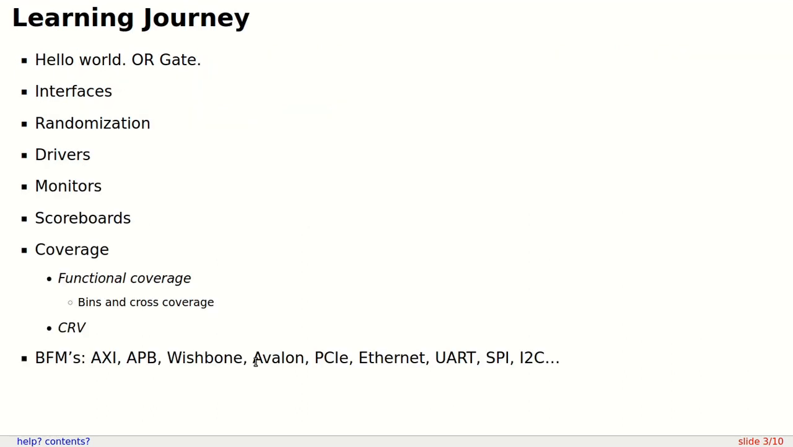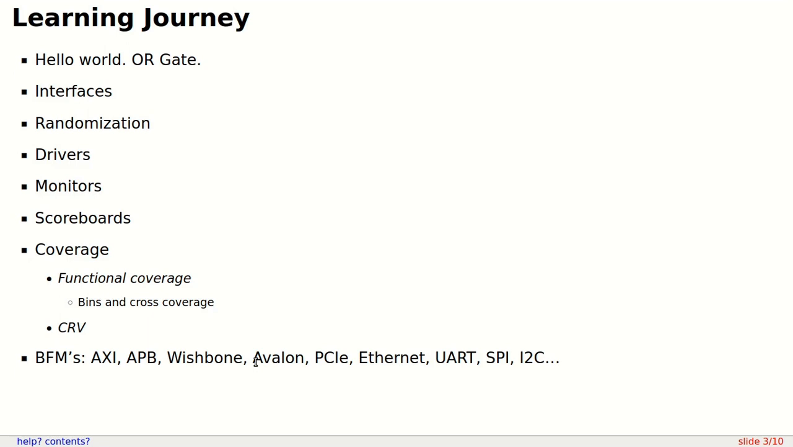In this learning journey, we are going to start with a very simple example of an OR gate. And then we are going to build on top of that example until we learn concepts like drivers, monitors, scoreboards, coverage, CRVs. And at the end of this, we are going to take a look at the different BFMs that come by default with COCOTB.